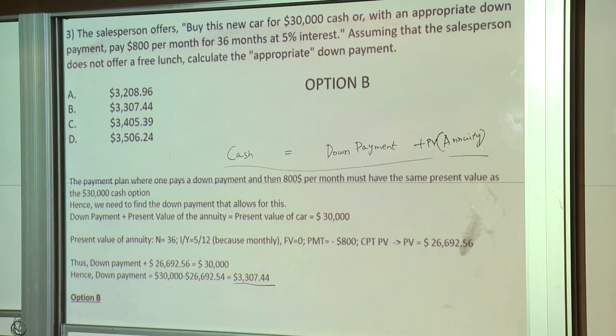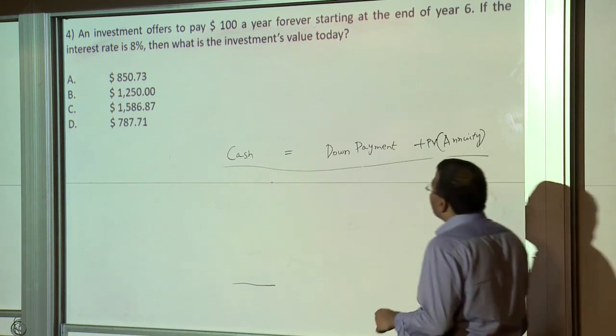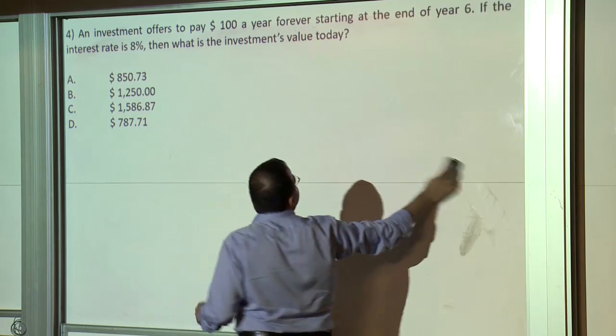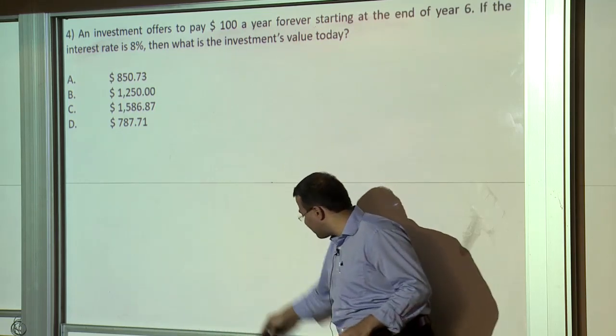Any other questions? Was this clear? Yes. Okay, let's move on then. Question number 4. An investment offers to pay $100 a year forever starting at the end of year 6. If the interest rate is 8%, then what is the investment's value today?